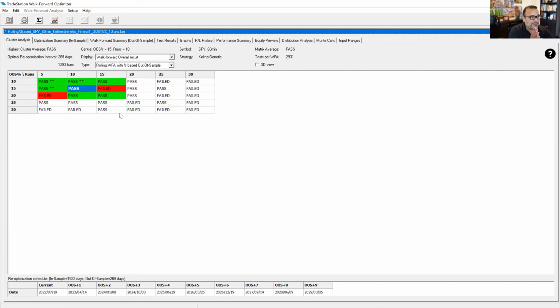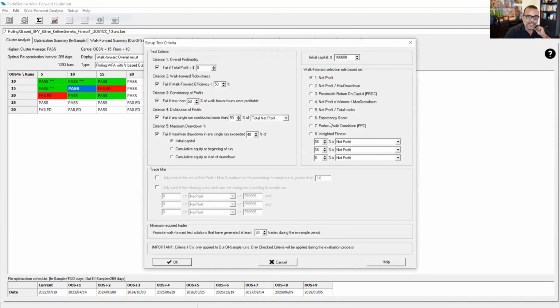First of all, the first thing that jumps at you is a matrix of passing and failing results. We did talk a little bit about what constitutes a passing grade and what constitutes a failing grade. It's all based on editable test criteria. Where do we find it? We have to go here to setup, and you find the test criteria settings. Let's go ahead and take a look at it because we went a little bit fast when we talked about these last time. So it's 5 major criteria. The first one is overall profitability.